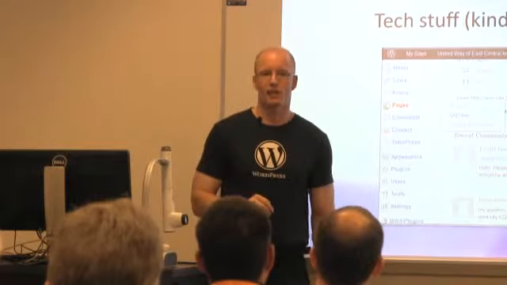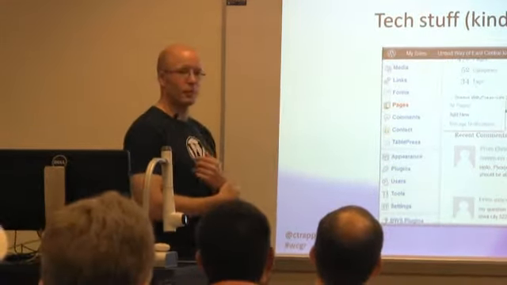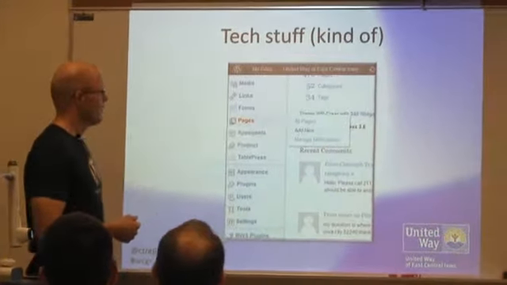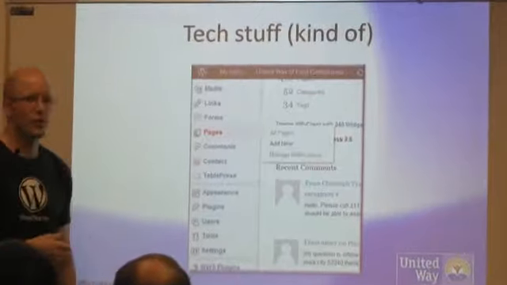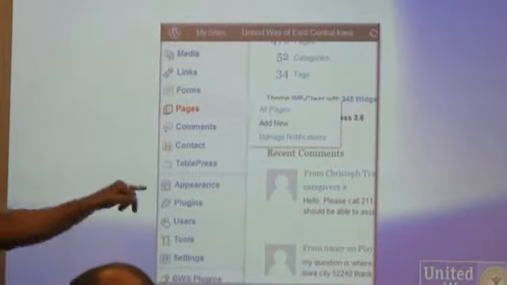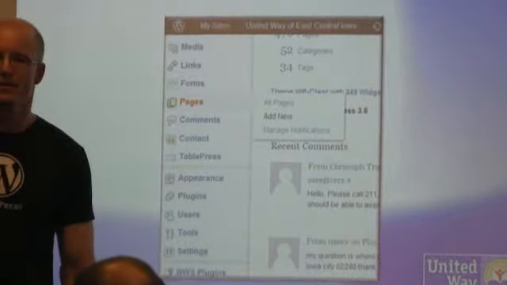So this is the tech stuff, kind of, because it's really not all that techy. But I'm told at WordCamp there has to be some tech things. So the way you create a topical homepage or any static homepage that's not a template, you go to Pages and you just click on Add New. Make sense? Easy enough, right?